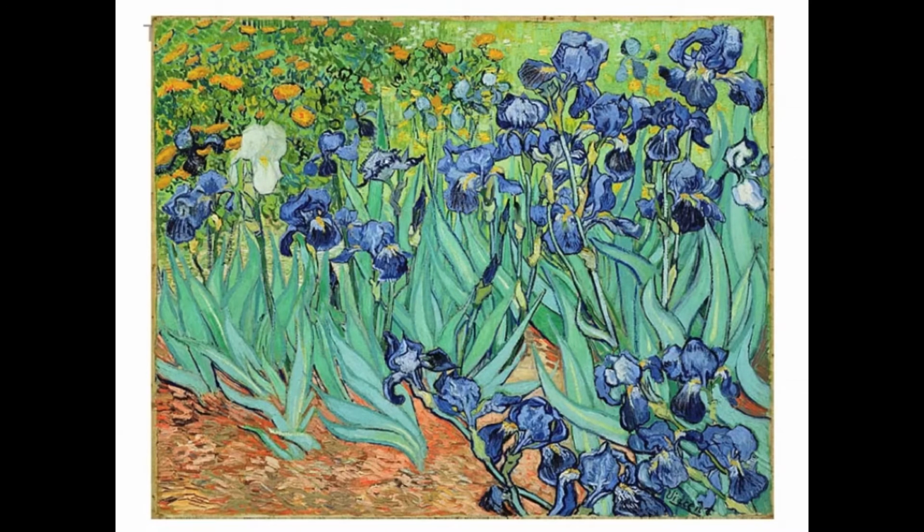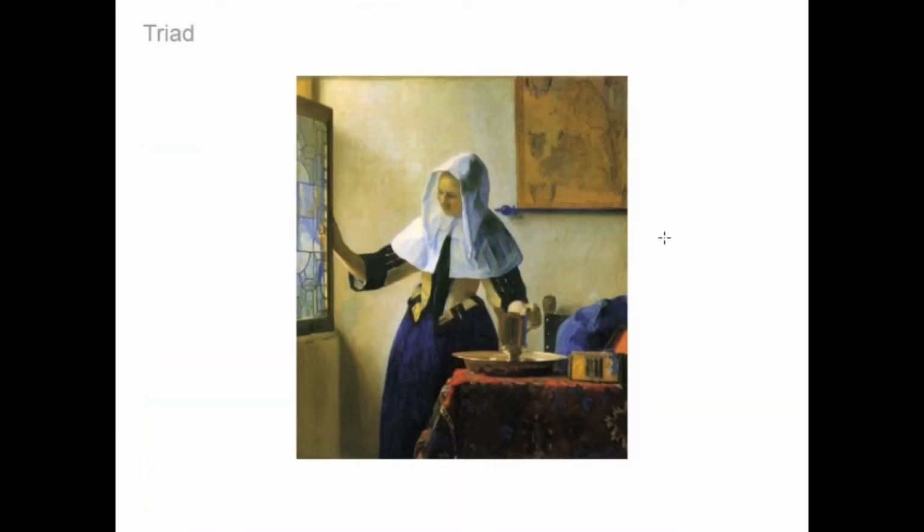This Van Gogh, which if you're in Los Angeles, is at the Getty Center, and if you can see it in person, it really is an amazing piece. But it is violet, green, and orange, so it is the secondary triad. And of course, Vermeer did a lot of primary triad color schemes.